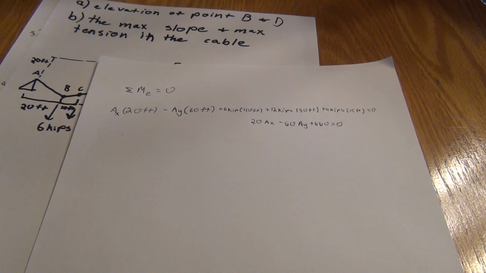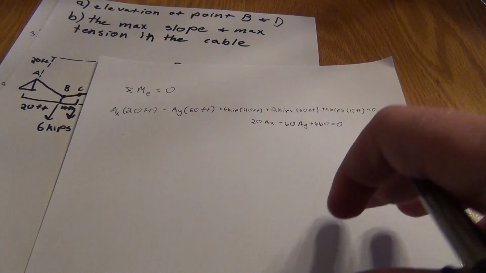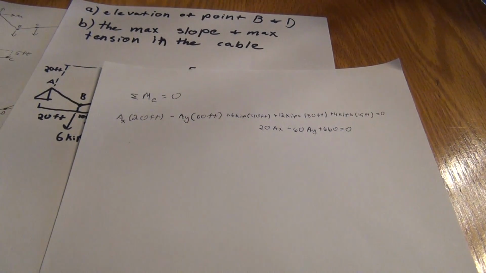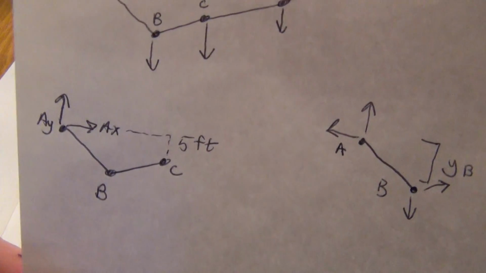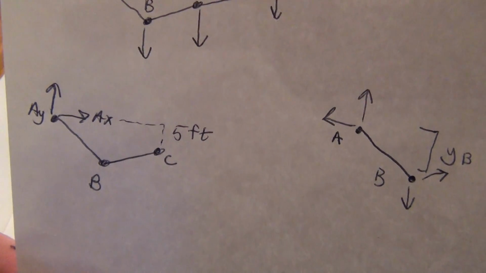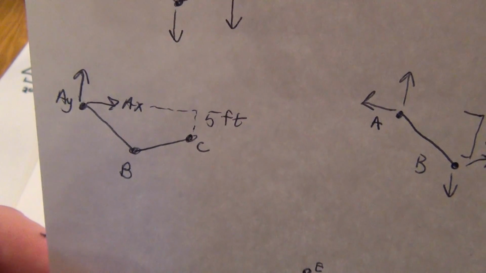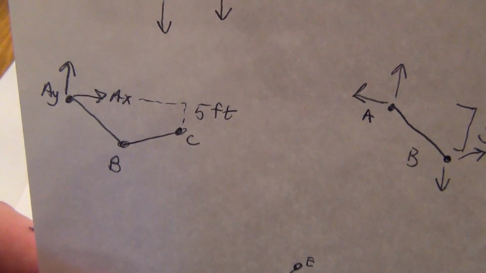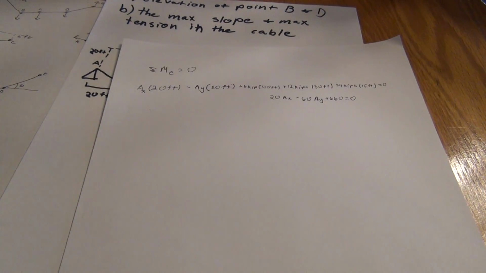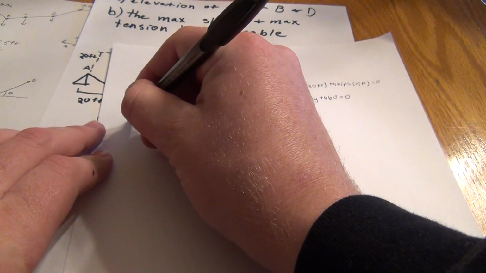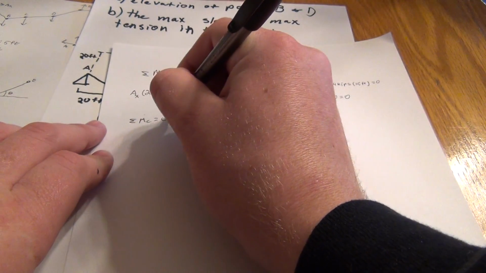So the next step is going to be finding the moment around C. So we're just going to consider the portion ABC, as you can see by the free body diagram. Keep note that the difference in height from C to A is 5 feet. We're going to use that here in a bit. So, moment around C. It's going to equal 0.